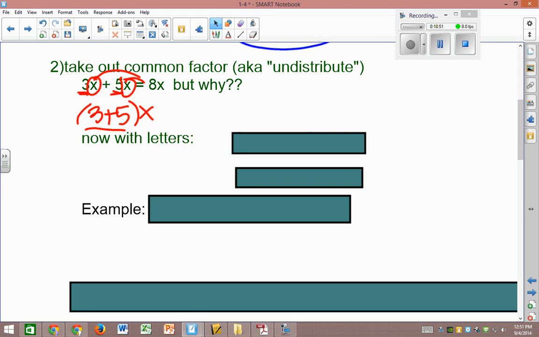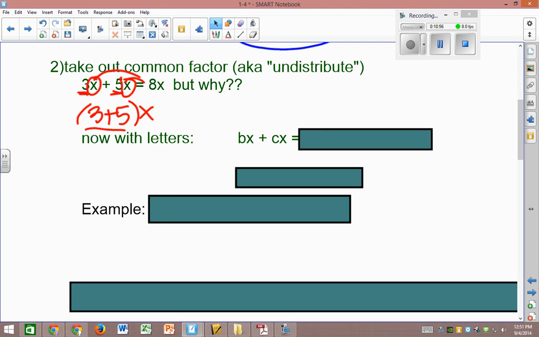So let's practice with letters because this is what they're going to see on their assignment. What does that have in common? An x. The x is common. The coefficients, which happen to be letters here, are what? B and C. So those should go in parentheses together. What goes in between them? A plus. So it's going to be b plus c in parentheses in front of x.